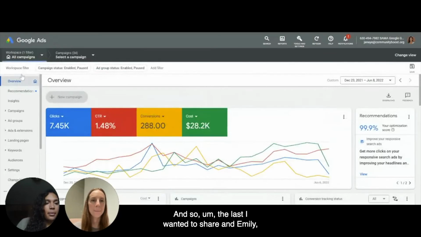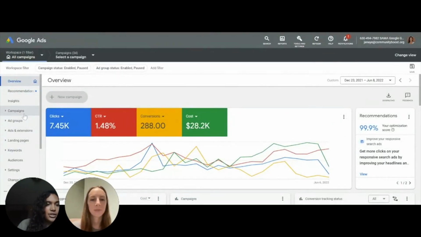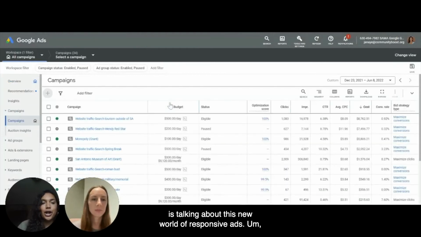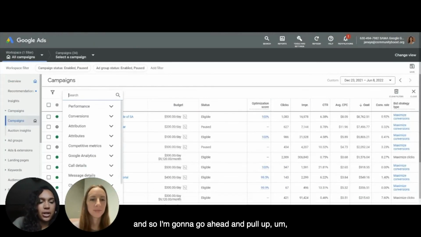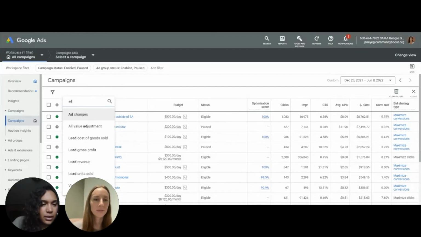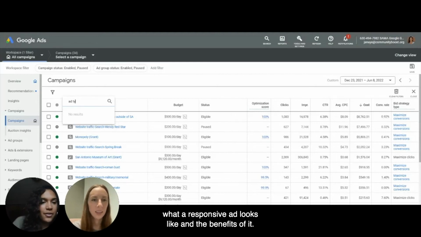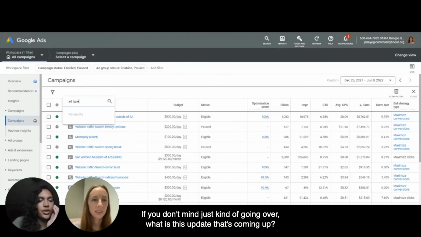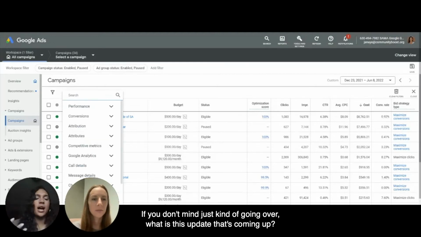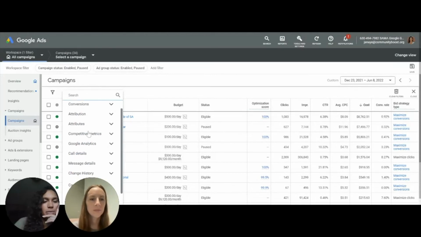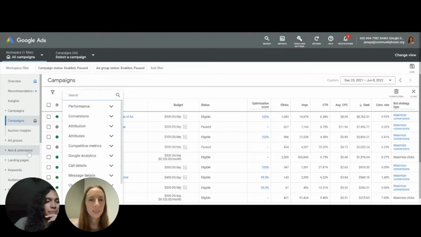And so the last thing I wanted to share, and Emily, I would love for you to chime in, is talking about this new world of responsive ads. So I'm going to go ahead and pull up what a responsive ad looks like and the benefits of it, if you don't mind. Just kind of going over what is this update that's coming up and some of the benefits as I pull it up.